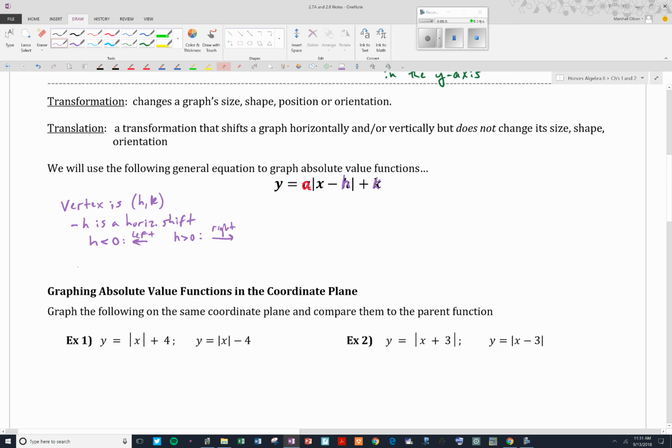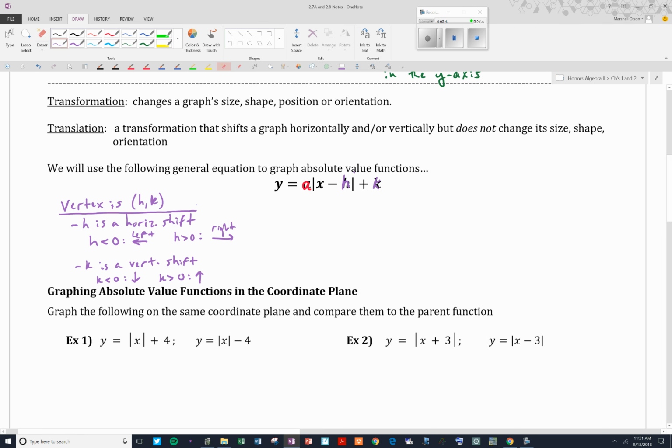k is a vertical shift. k looks exactly like what it is out there. If it says +5, k is +5, where h is the opposite. If k is less than 0, we're going to shift down. And if k is greater than 0, we're going to shift it up. We'll get back to the whole h being the opposite thing when we start doing an example in a second or so. But that's our vertex. The vertex is (h, k).